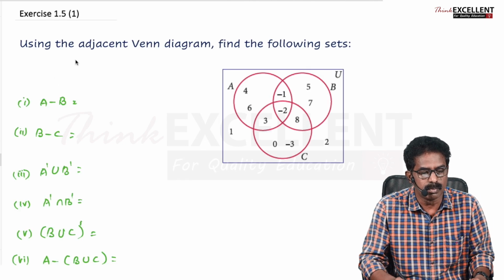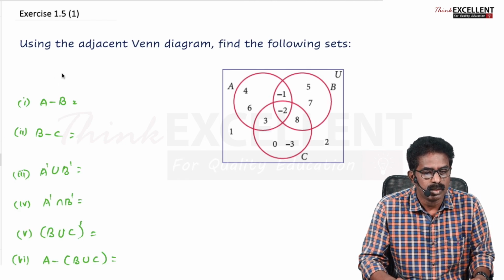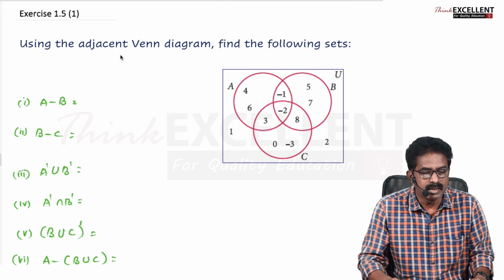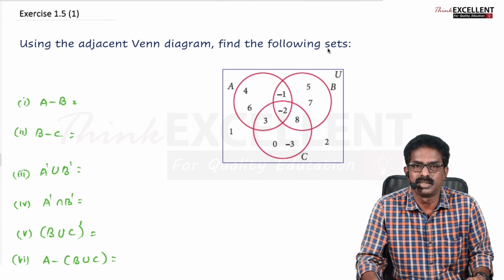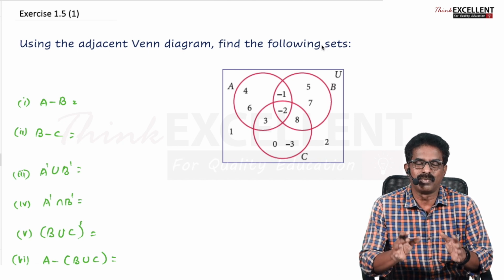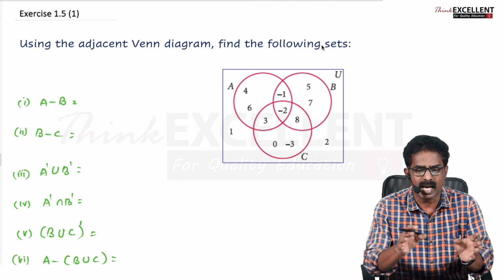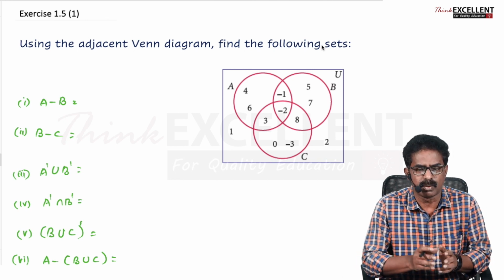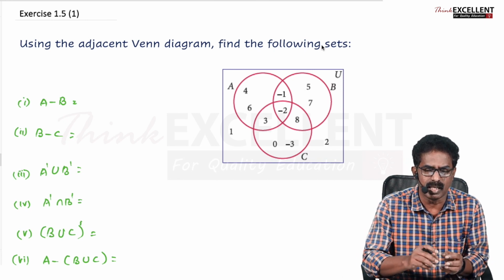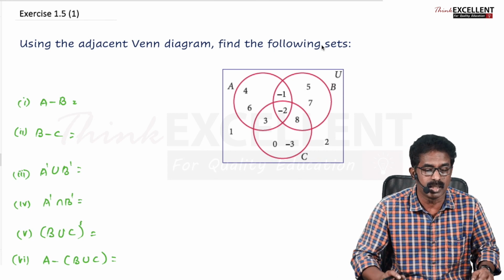Now we start with this question. Look at this, a very simple question only. Using the adjacent Venn diagram, find the following sets. A Venn diagram is given. They put some numbers, right? So scattered all over the Venn diagram. Some elements are inside A, B, C, something outside and all, right?